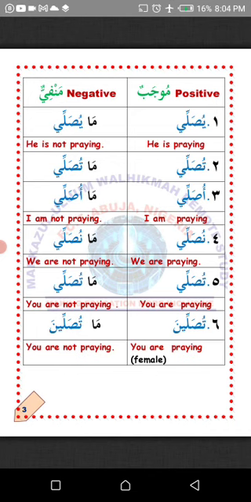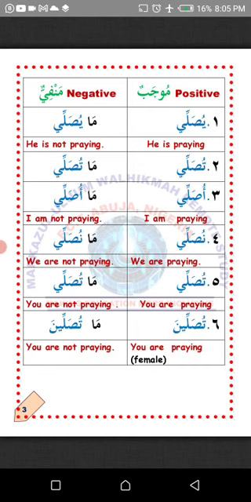For instance, number one, Wahid. Yusalli, he is observing salah. Ma yusalli, he is not observing salah. Ithnan, number two. Tusalli, she is observing salah. Ma tusalli, she is not observing salah. Thalatha, number three. Usalli, I am observing salah. Ma usalli, I am not observing salah.